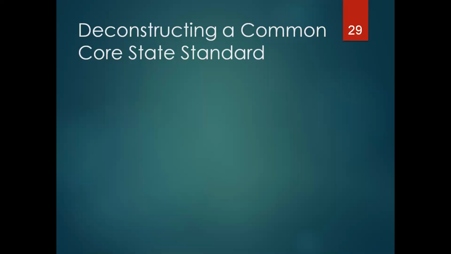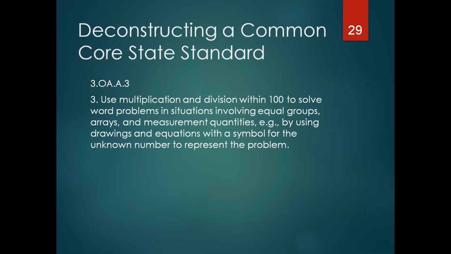They're massive, and so we're going to take a look at one of them tonight. This is third grade operations and algebraic thinking, standard A3. Here it is, third grade. Use multiplication and division within 100 to solve word problems in situations involving equal groups, arrays, and measurement quantities. For example, by using drawings and equations with a symbol for the unknown number to represent the problem. What do you think? Ready, set, go.